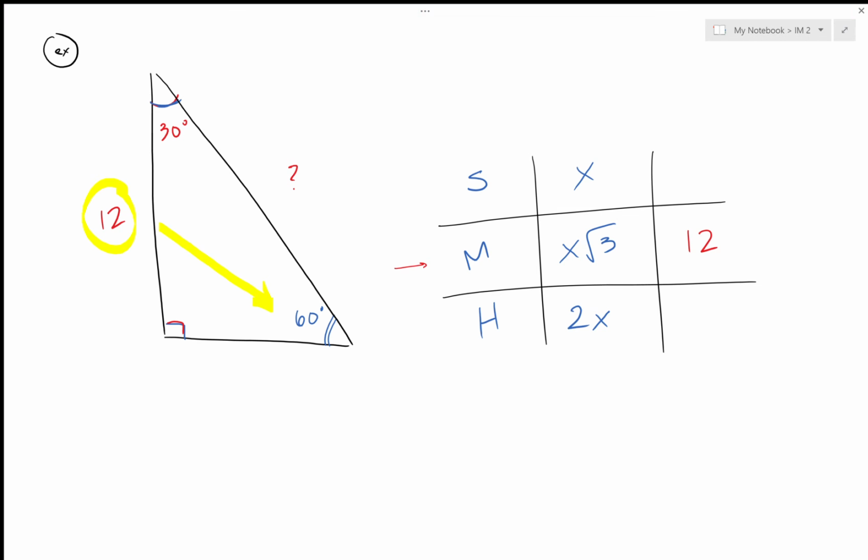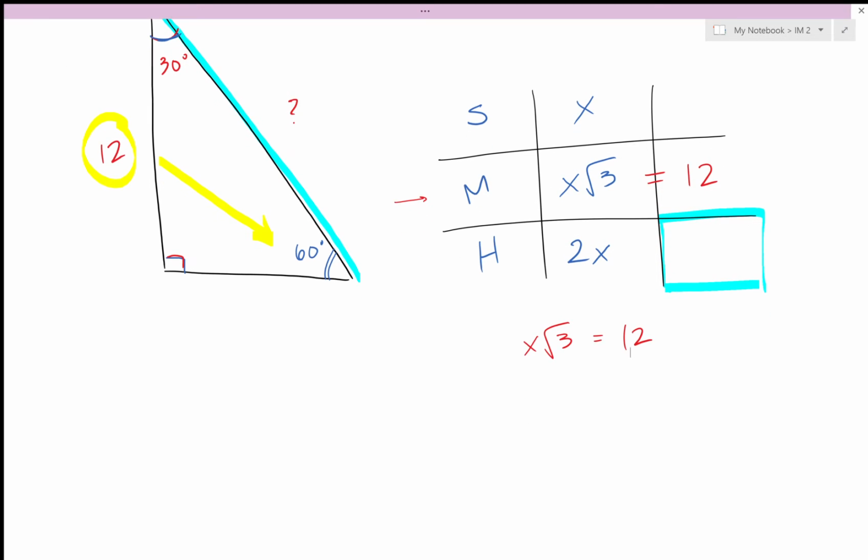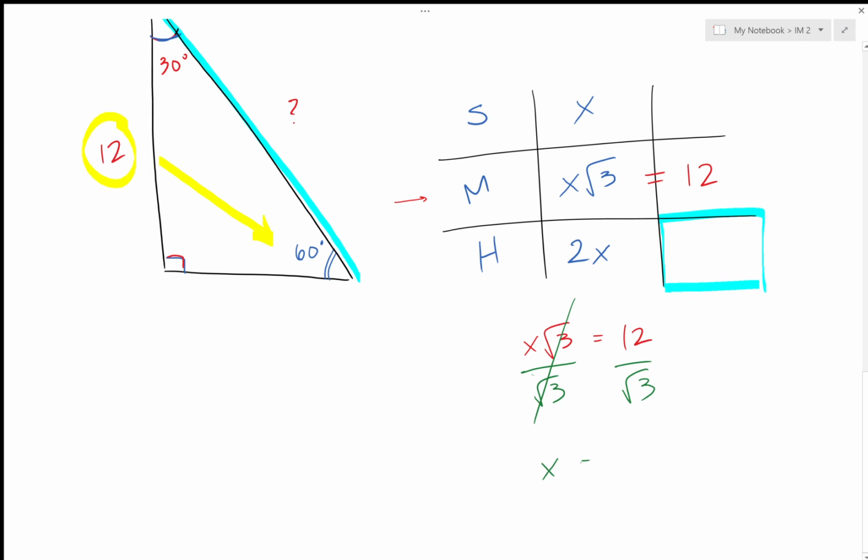Now, if we really look at it, they're asking us to find this side, which is the hypotenuse. Okay? In order to do that, I actually need to find out what the small side is first. So let's go ahead and set this up. Put an equal sign here. And go ahead and take that out of the table. X times square root 3 equals 12. Let's find out what x is. So we'll take both sides and divide it by square root 3. So x equals 12 over square root 3.